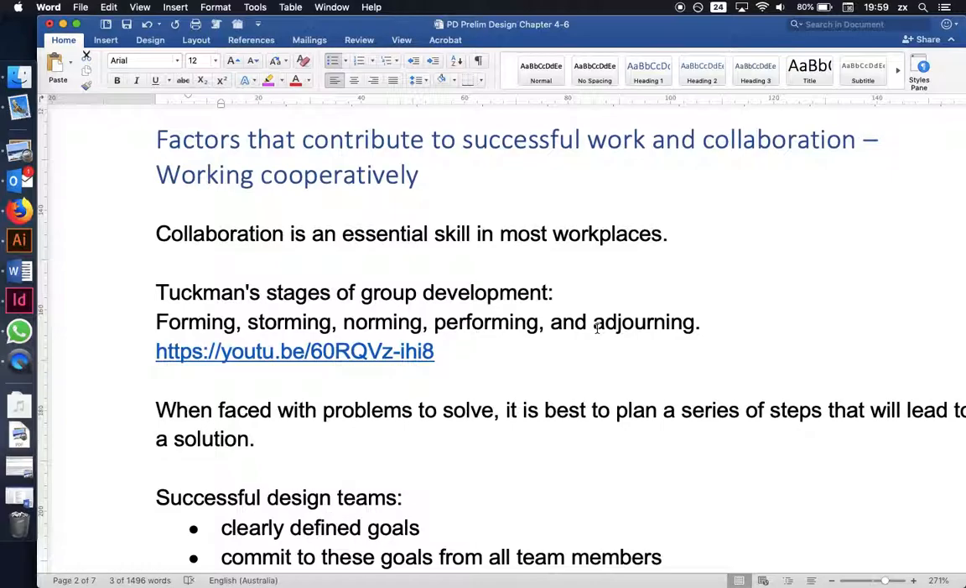I combined that because it's such a small section, and I put it into working collaboratively. Collaboration is an essential skill in most workplaces. I already mentioned this, that most employers will expect you to be able to work together with other people.